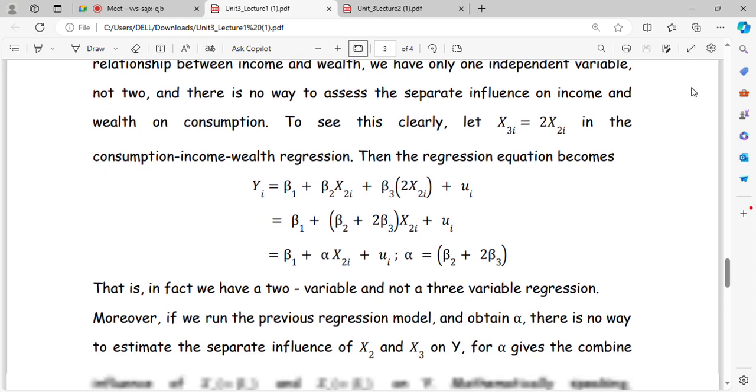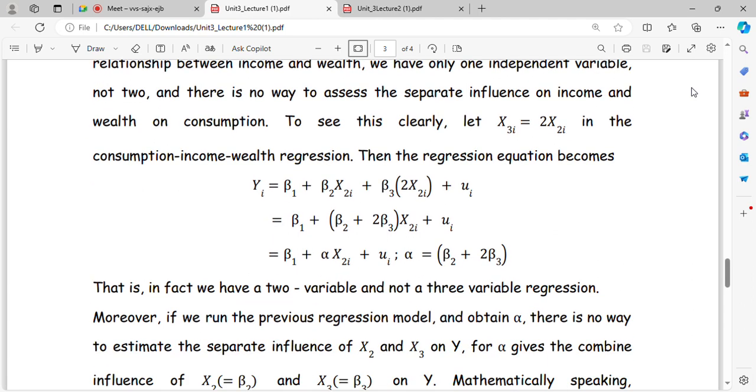Moreover, if we run the previous regression model and obtain alpha, we cannot obtain beta 2 and beta 3. Why? Because this is one equation with two unknowns, beta 2 and beta 3. And we know that to get two unknowns, we need two simultaneous equations, right? To get the value of beta 2 and beta 3. And since by knowing alpha, we cannot determine the value of beta 2 and beta 3 because this is only one equation, there can be infinite solutions, right?